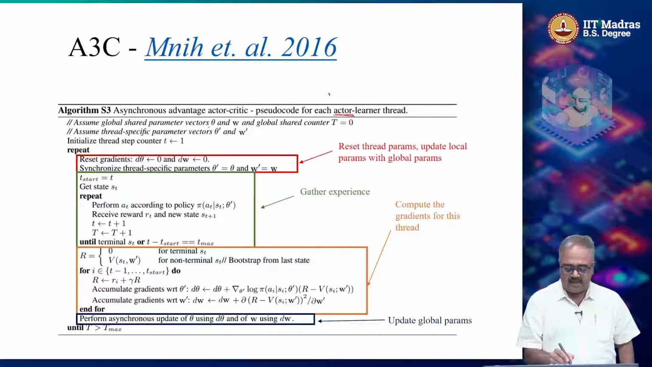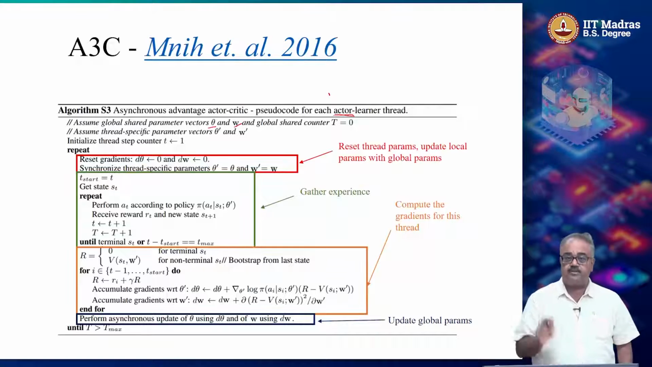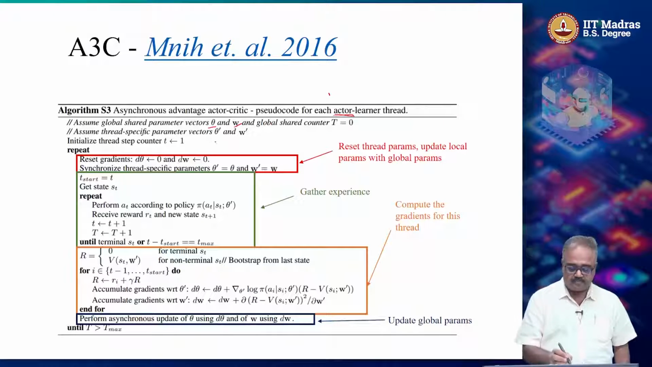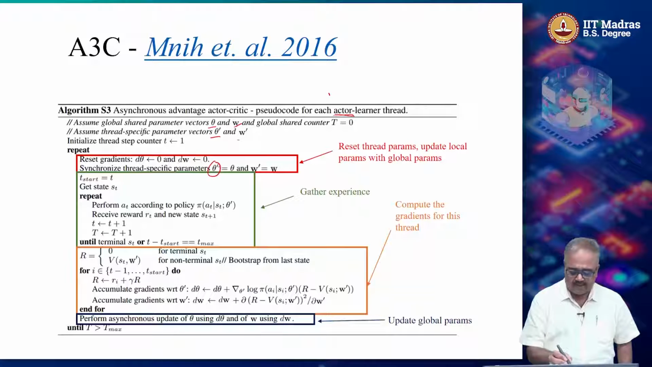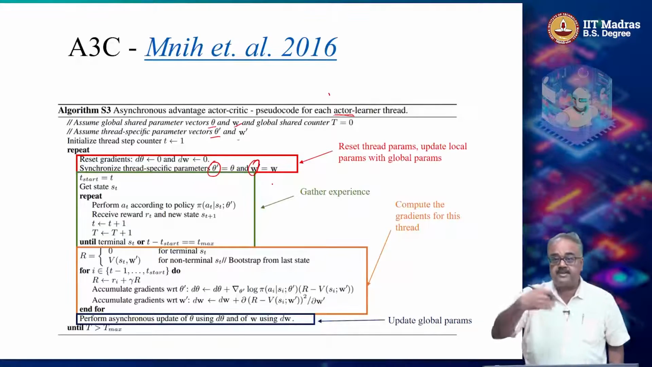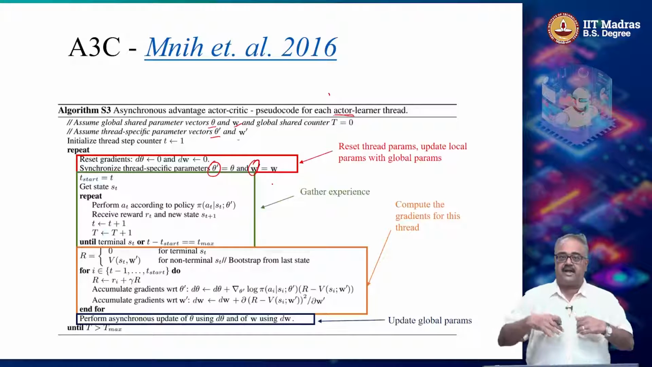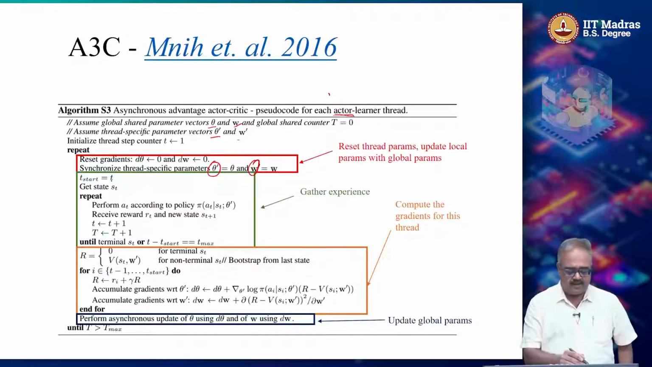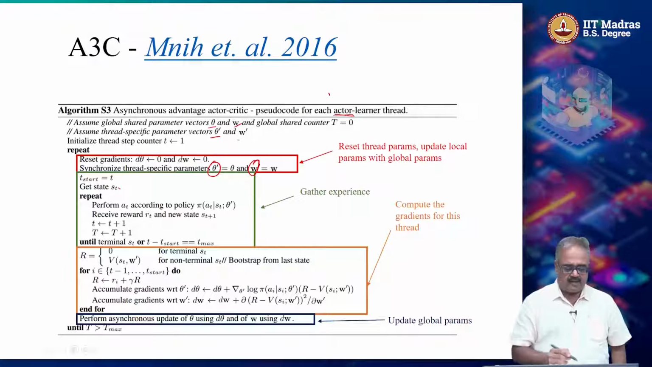So that is the set of theta and w, which is global. And then you make a copy of that. So you take theta and w, and make a copy. So theta prime and w prime are the copies that you make for the current thread, or current actor, the current agent, and then you start. You get the current state, perform action A according to the policy given by theta prime, and sample a state, get the reward and next state.